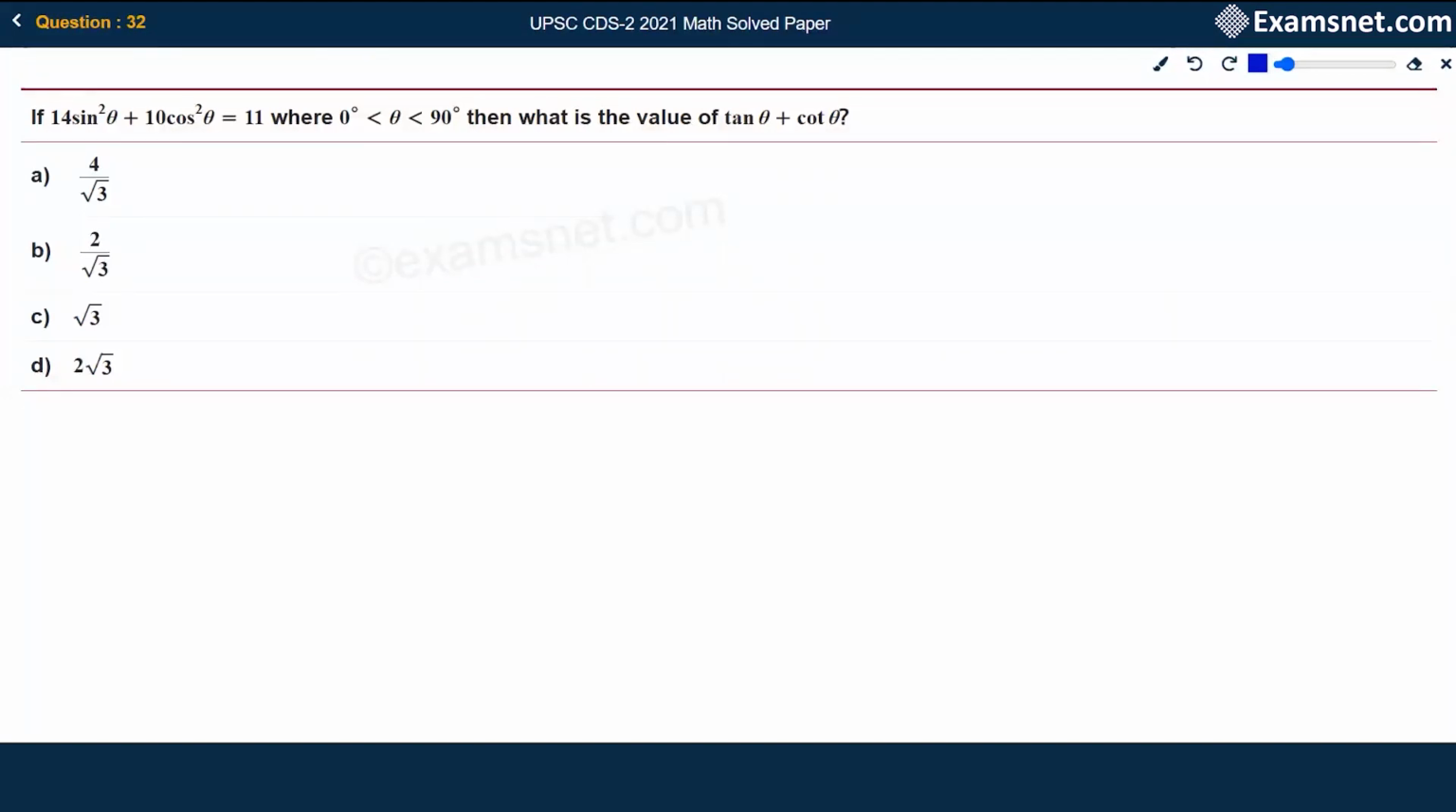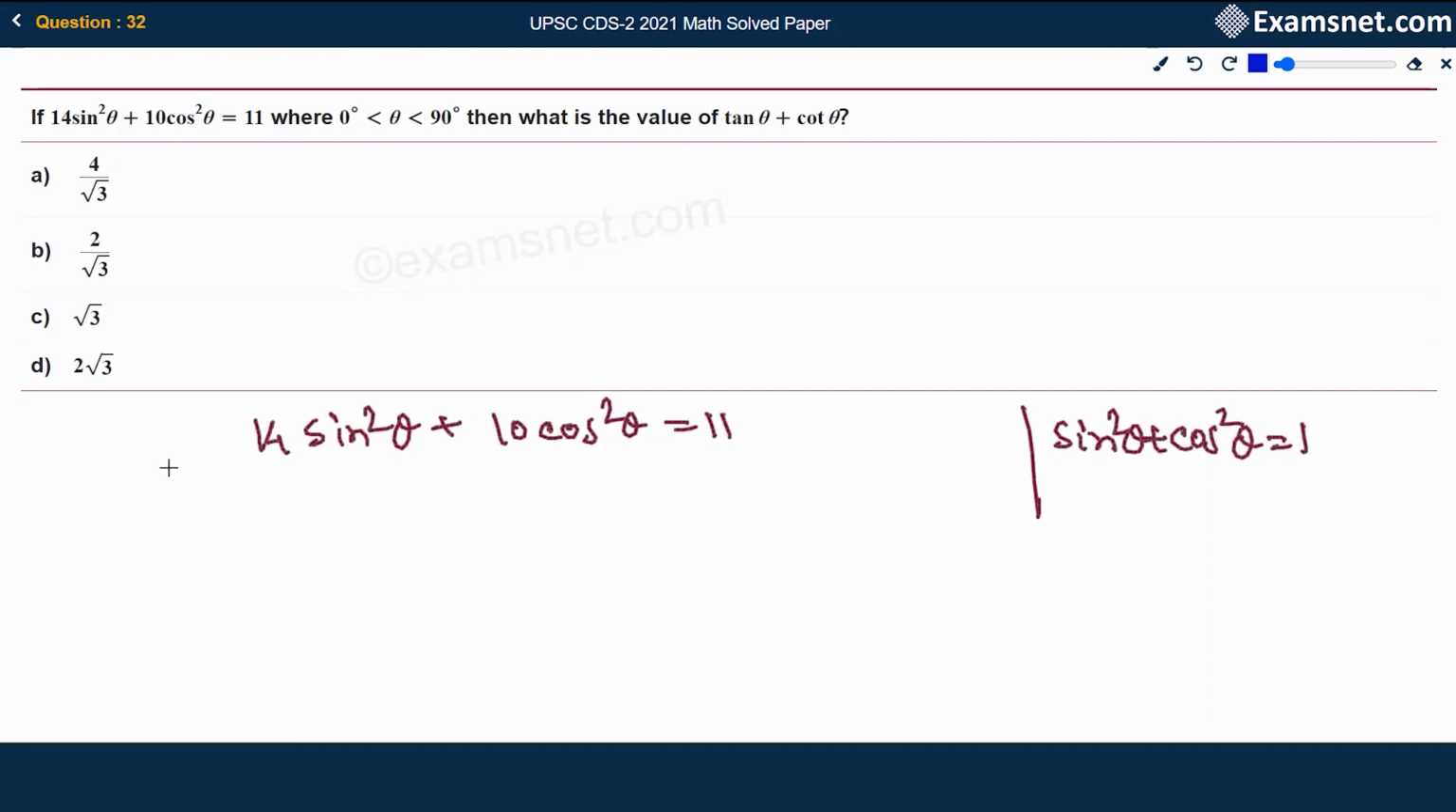In question number 32, it states that if 14 sine squared theta plus 10 cos squared theta equals 11, where theta lies between 0 degree to 90 degree, then what is the value of tan theta plus cot theta? So it's given 14 sine squared theta plus 10 cos squared theta equals 11. We know that sine squared theta plus cos squared theta equals 1. We will use this relation. So let's break it: 4 sine squared theta plus 10 sine squared theta. Already 10 cos squared theta is there.